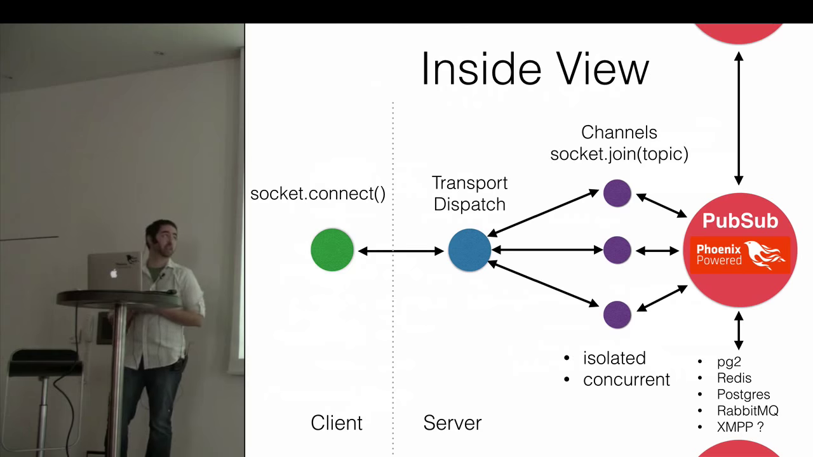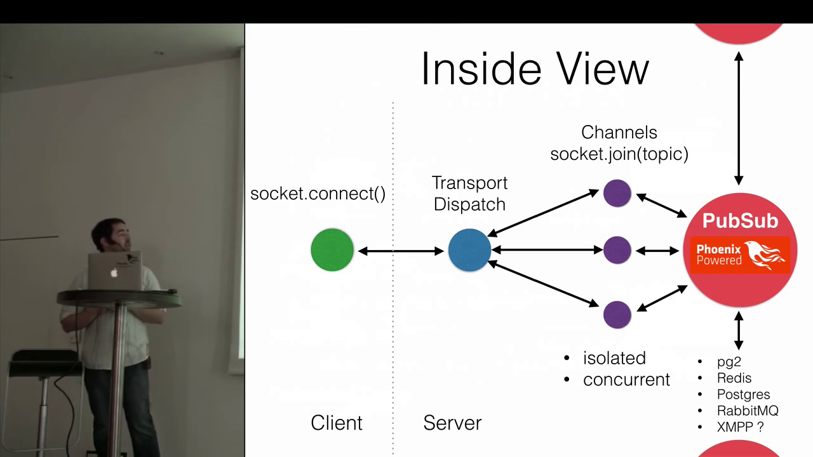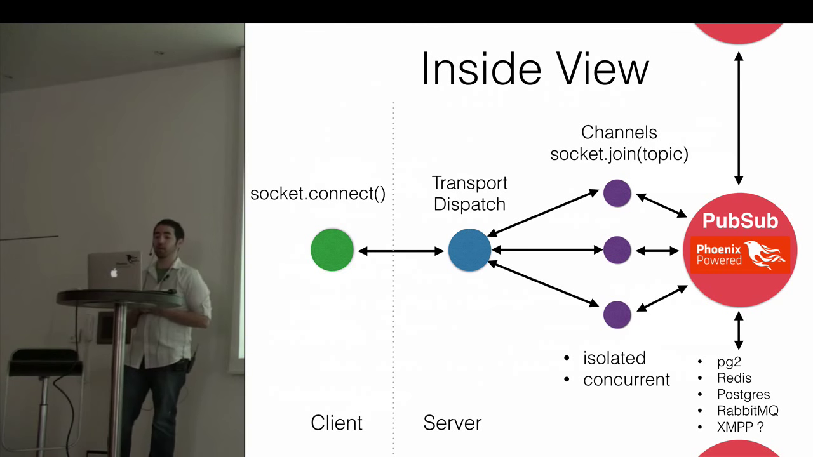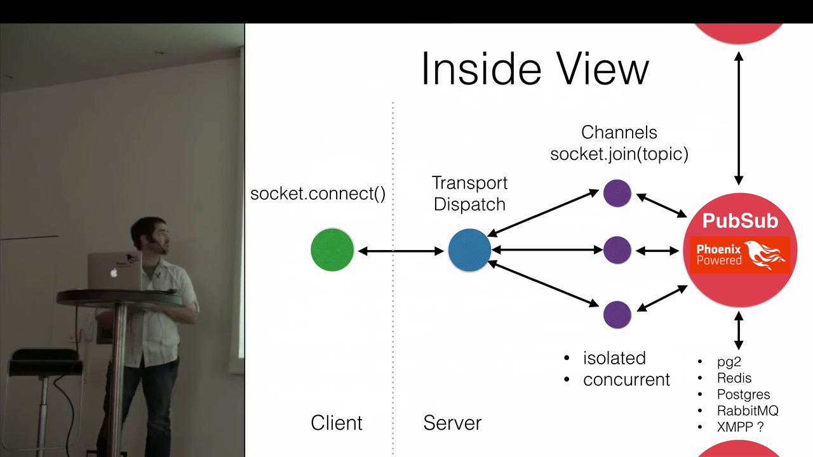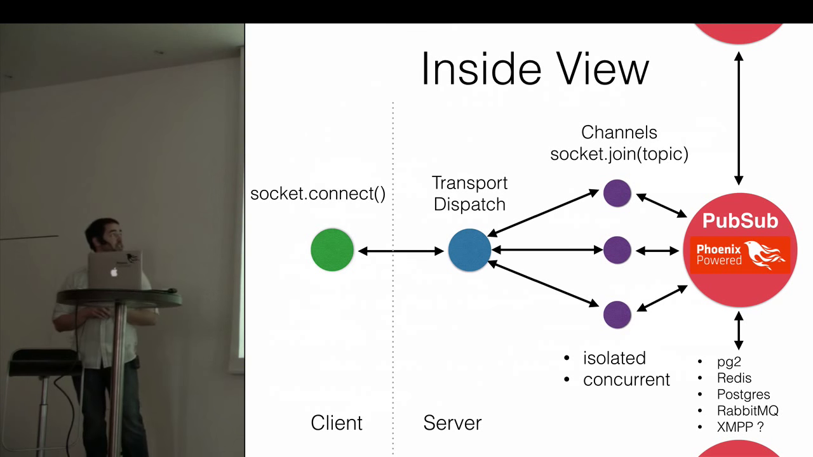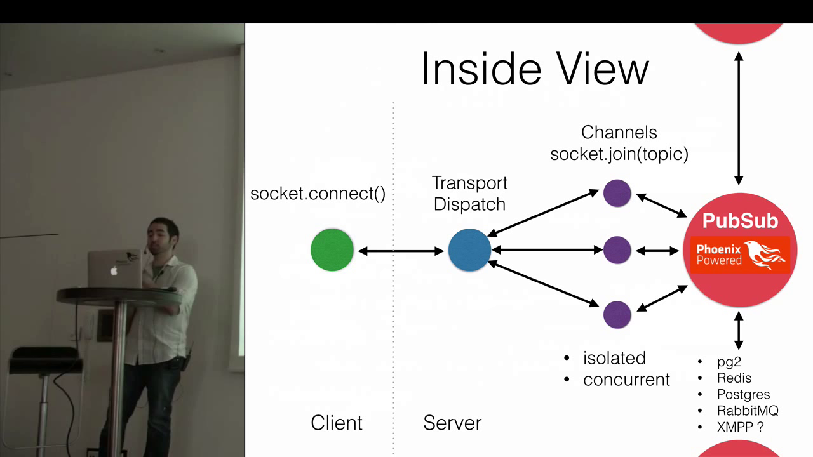If we look inside at channels, we can see how they work. On the client, I can say socket connect to create this abstracted socket connection. It could be long polling, it could be WebSocket, and I get one connection to the server and we multiplex that. So you can have multiple channels running on your backend, and those each act like they have their own connection to the client, but it's multiplexed over a single one. And the nice thing is, we dispatch at the transport level into those channels.